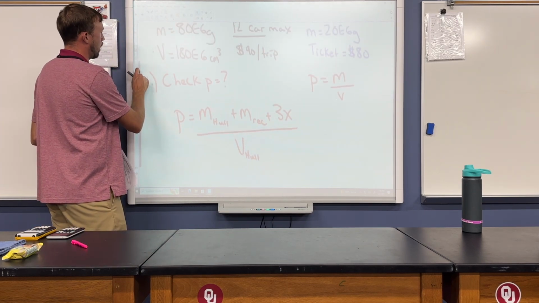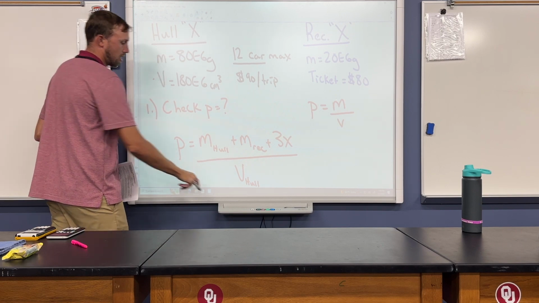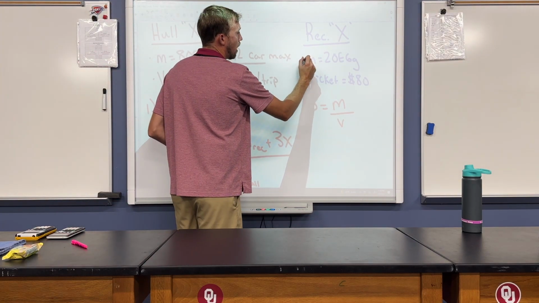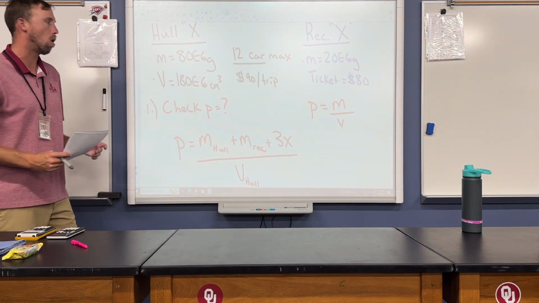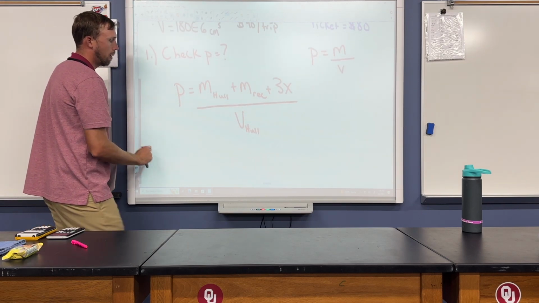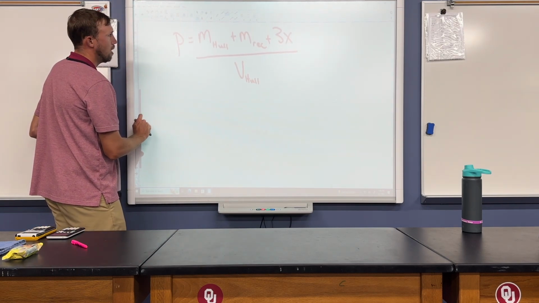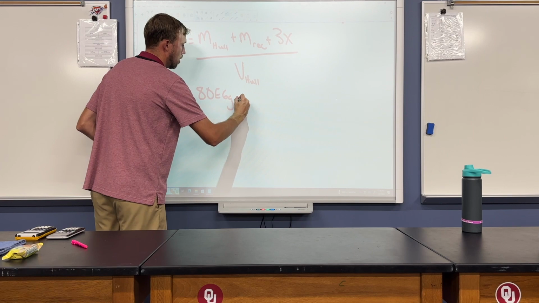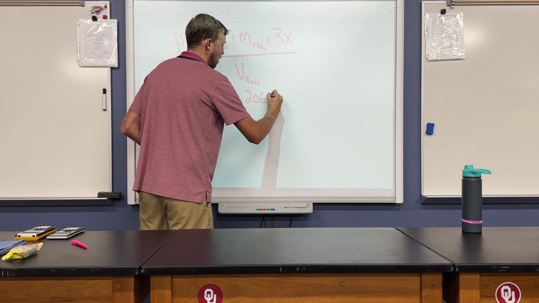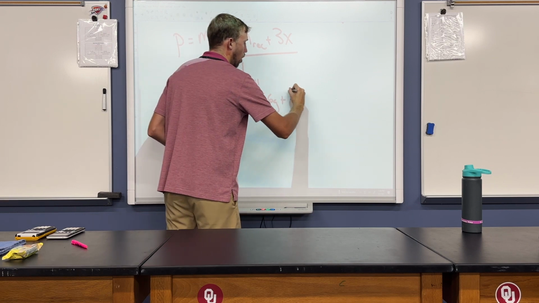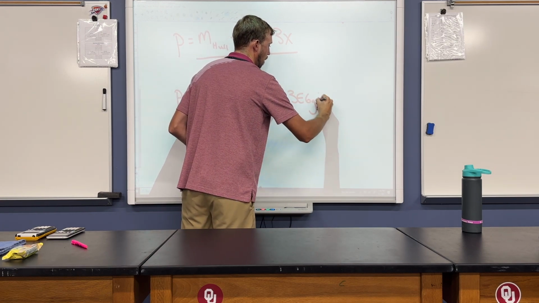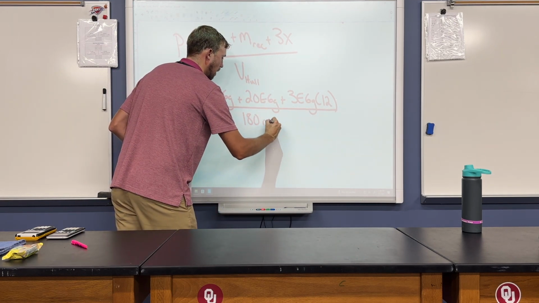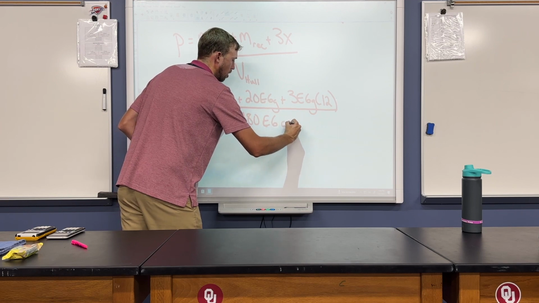Our hull, and I'll double check here, has a mass of 80 times 10 to the 6th kilograms, so 80 million grams. Our wreck was 20 million grams, and I'm going to put 12 cars on the ferry. So here we go. Density equals mass of the hull, 80 times 10 to the 6th grams, plus mass of the wreck, 20 times 10 to the 6th grams, plus the cars, which are 3 times 10 to the 6th grams multiplied by 12, divided by the volume of the hull, which was 180 times 10 to the 6th cubic centimeters.